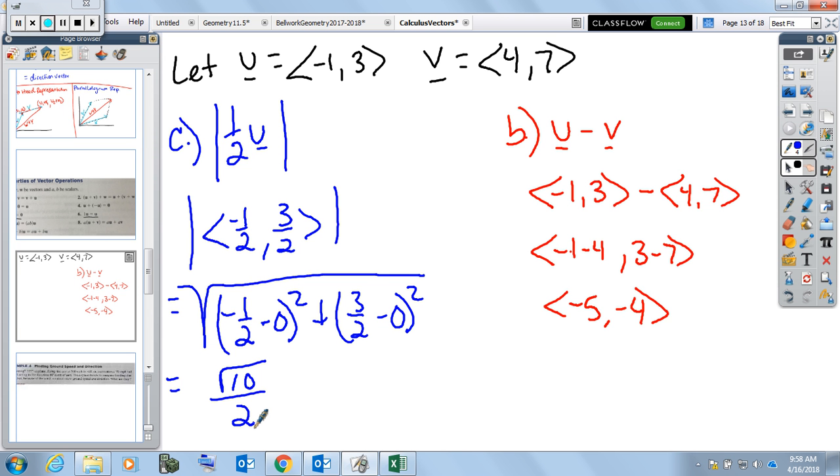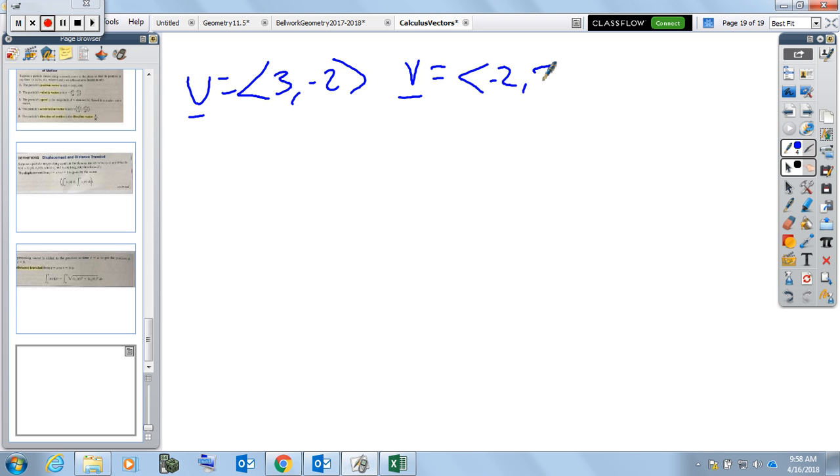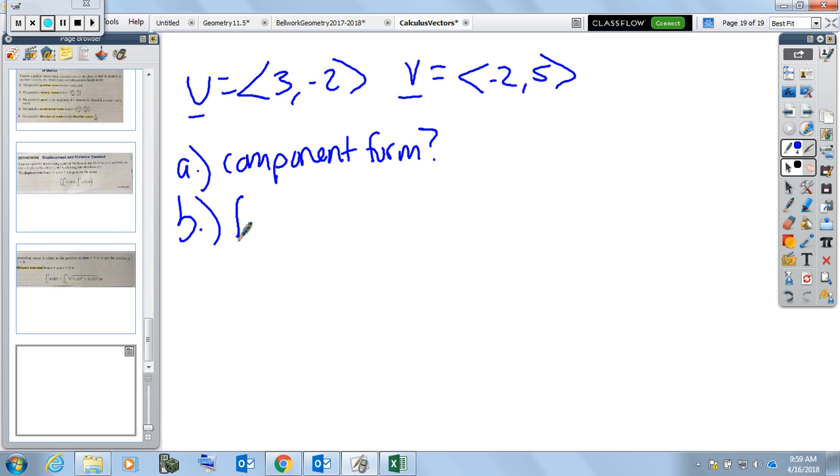I've got one I want to give you a shot on your own. So let me scoot down to our last page here. What if I said the vector u is 3, -2, and v is -2, 5. And once again, part A is going to be find the component form, and part B is going to be find the magnitude.